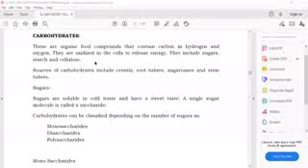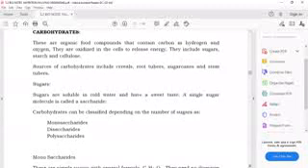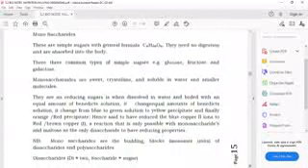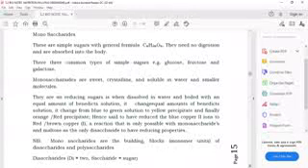I can give an example of glucose. Glucose is a monosaccharide, okay? Another example is fructose. Another example is galactose, okay? So in this case, we have covered the monosaccharides, and they are sugars with the general formula.